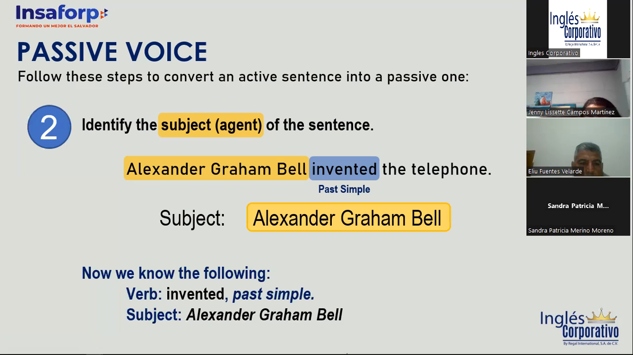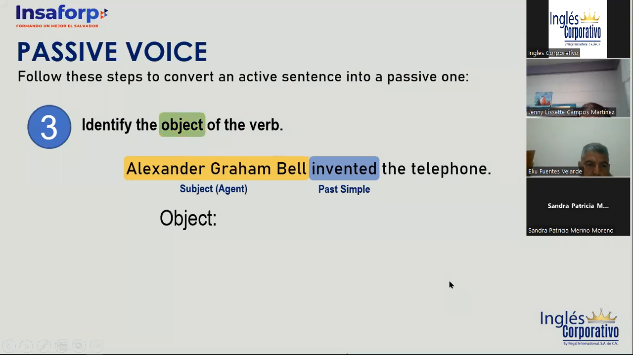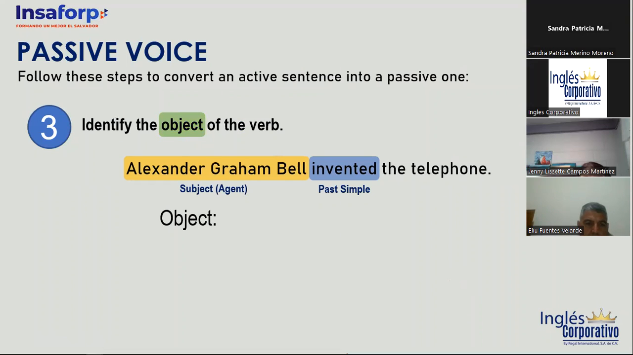So now we know the following. We know the verb that is invented in the past simple, and we know the subject that is Alexander Graham Bell. But so far, hasta el momento, we have just read the active voice. Allí tenemos solo las voces activas, okay? So now, how can we move from the active to the passive? The telephone was... I'm sorry? The telephone was invented by Alexander Graham Bell.